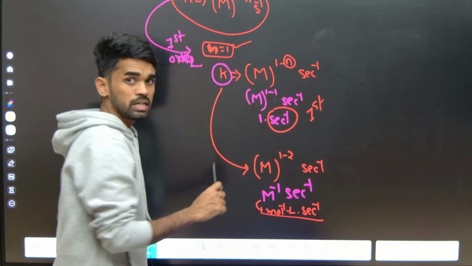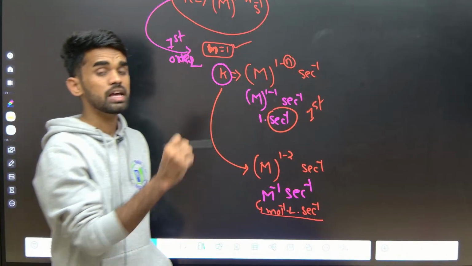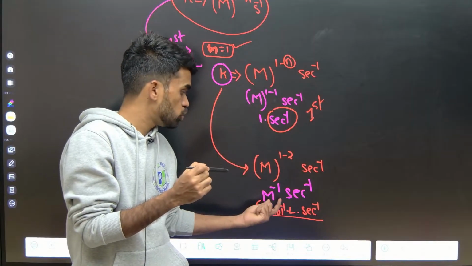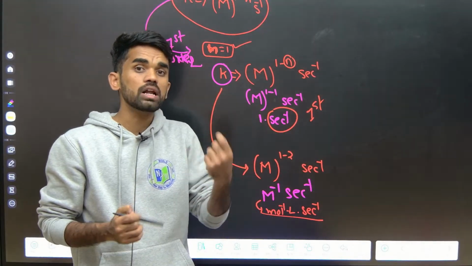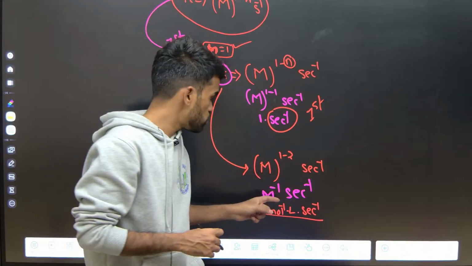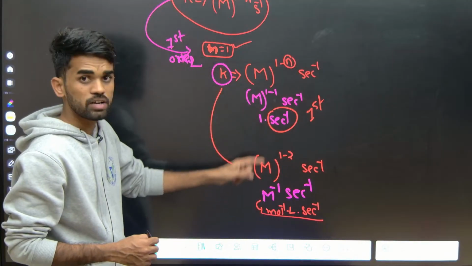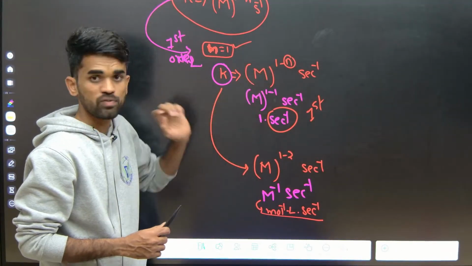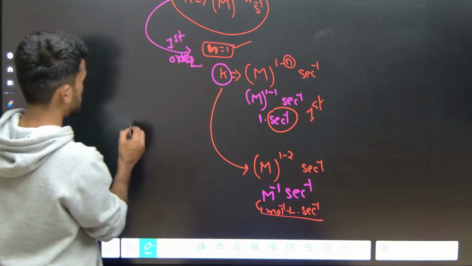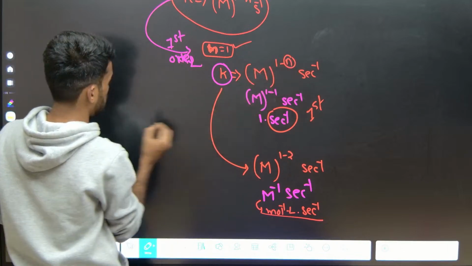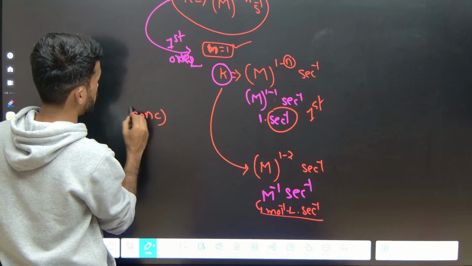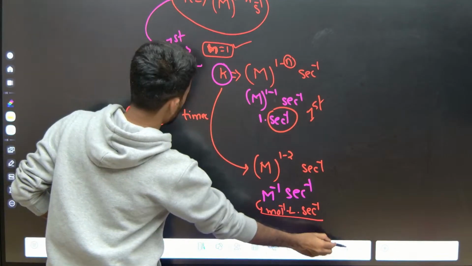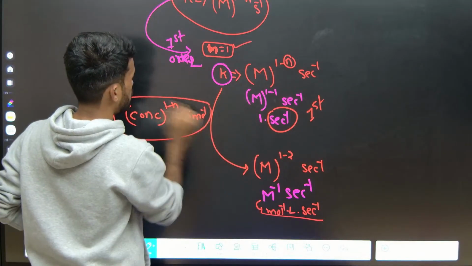Very, very important. Finding the units of rate constant helps us in many cases, like by looking at the rate constant units we can identify the order of that reaction. So finding the units of rate constant is very, very important. From this generalized formula, what is the formula I am saying? Just take molarity power 1 minus n, or you can take concentration power 1 minus n, time inverse. This is the generalized formula for finding rate constant units.